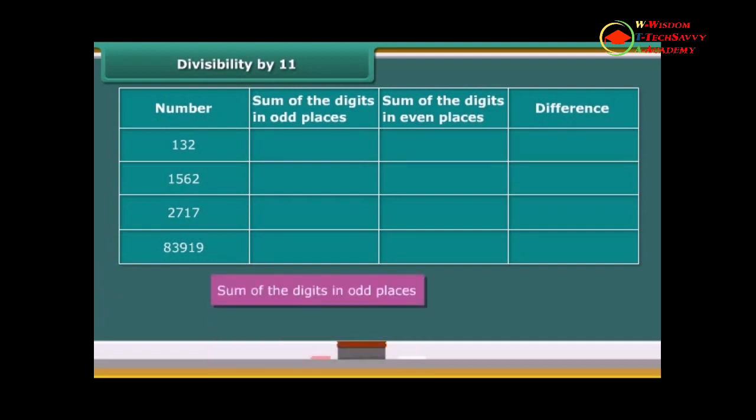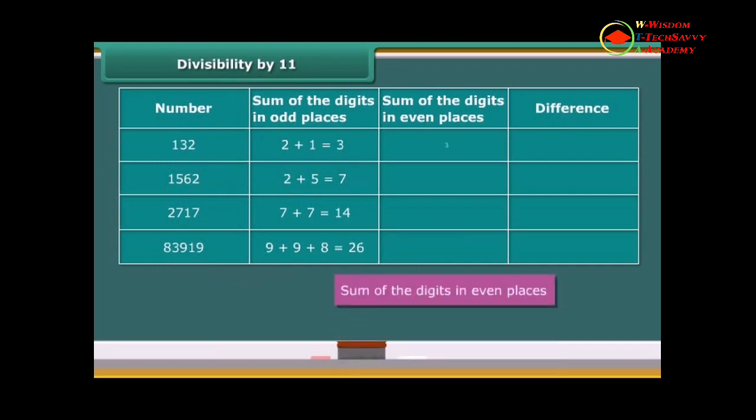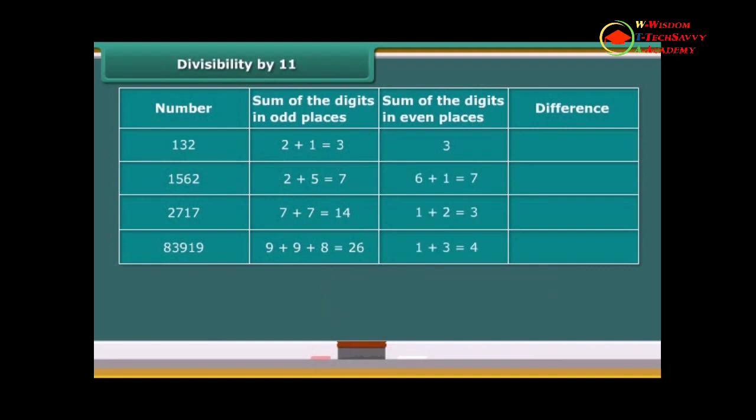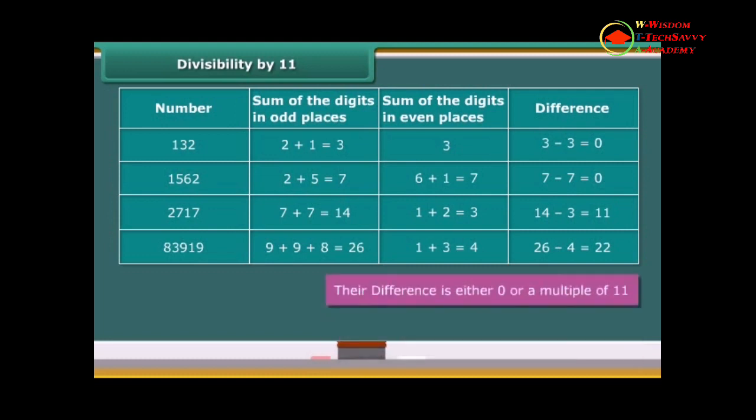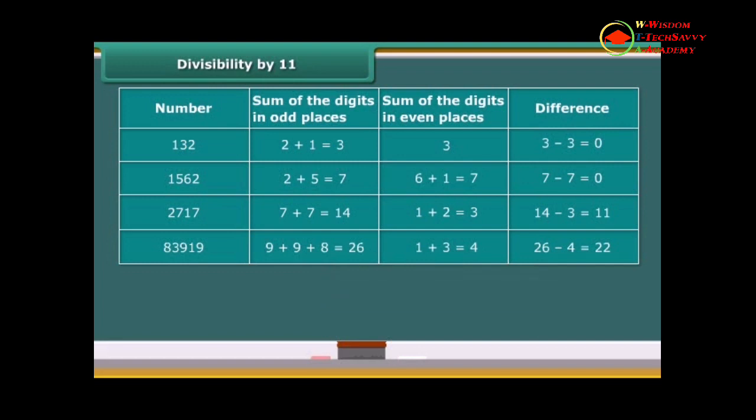Consider the sum of the digits of these numbers in the odd places, starting from ones place. Likewise, consider the sum of the remaining digits or the digits in the even places. Compute the difference between the two sums just obtained. The difference is either 0 or a multiple of 11. This is not by chance. It is a general rule.